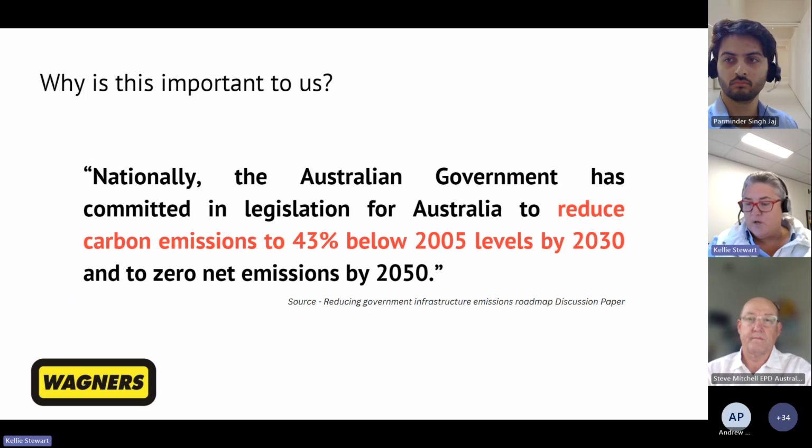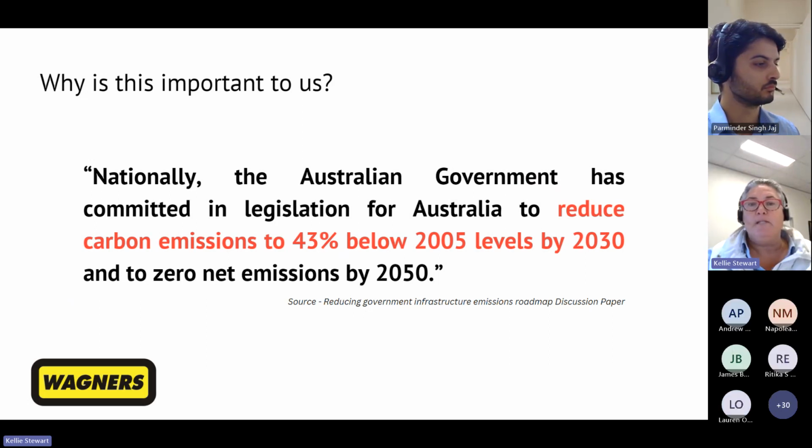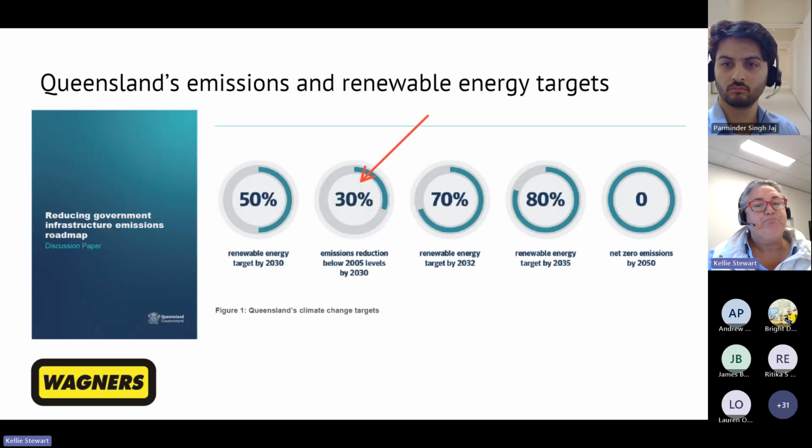To meet the challenge, Australia and its state and territory governments have set net zero timeframes and interim targets to reach zero net emissions. Nationally, the Australian government has committed in legislation for Australia to reduce carbon emissions to 43% below 2005 levels by 2030 and to zero net emissions by 2050.